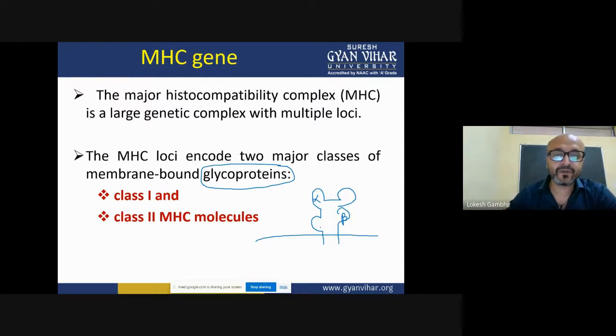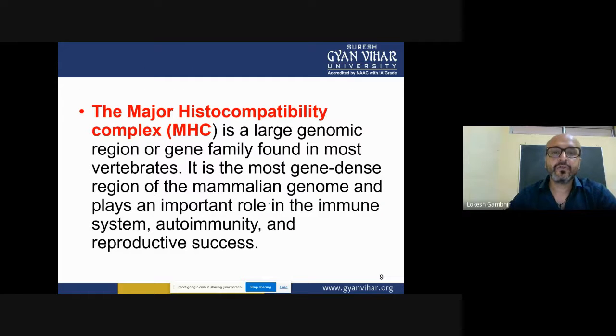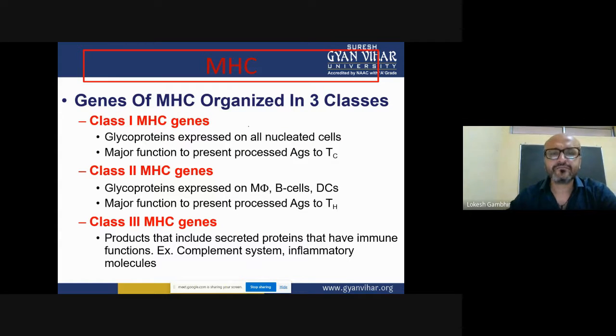Based on the arrangement of these chains, we call them class 1 or class 2. If you're talking about the genetic part, it is present on chromosome number 6. It contains a large genomic area divided into 3 specific regions in vertebrates, and we'll discuss the mouse genome in detail. Currently we are aware that we have 3 classes of MHC. We have always talked about 2 classes, but in terms of genes, we'll be talking about 3 classes of genes, that is class 1, 2, and 3.